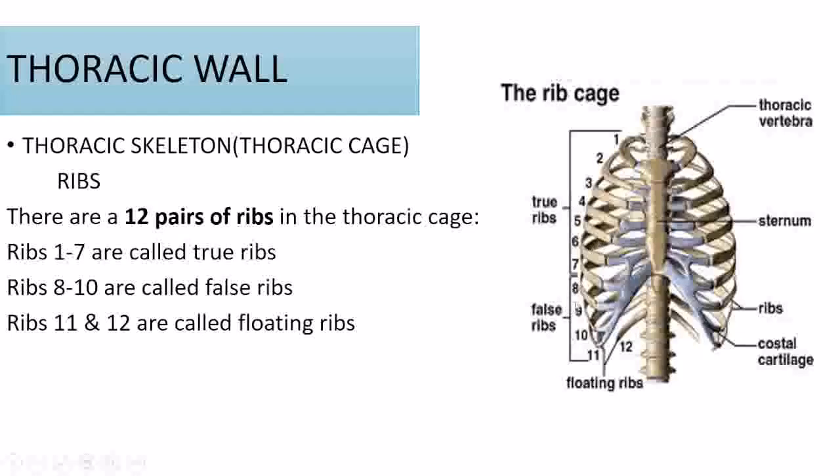So true ribs. So the false ribs are the ribs 8, 9, and 10. So they are indirectly attached to the sternum because their costal cartilages are joined to that of the seventh rib. So it's an indirect attachment to the sternum. That's why we call them false ribs, a false attachment. So the ribs 11 and 12 are called floating ribs because they are not attached to the sternum in any way.